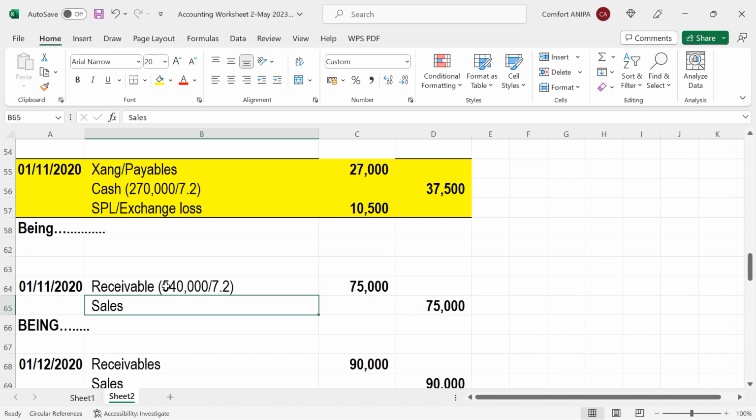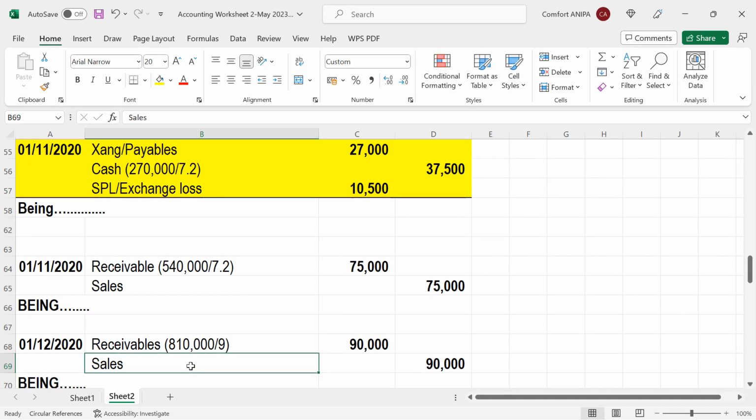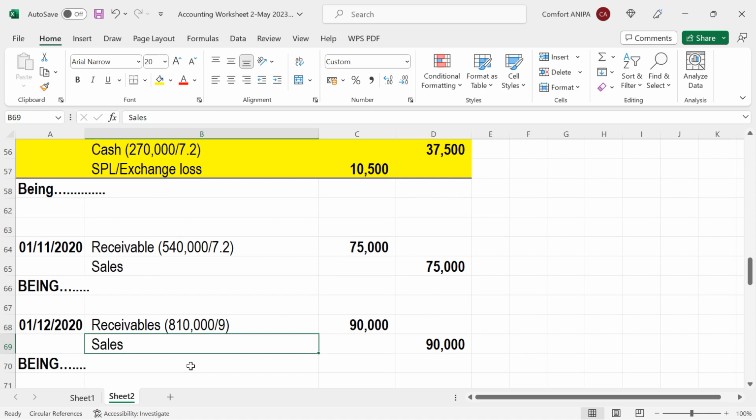You debit receivable and credit payable. Then we made another sale, not the same one. We made another sale on 1st December, of 10,000 at the rate of 9, 9 shillings to 1 Ghana cedi. So that's what is giving us the 90,000.